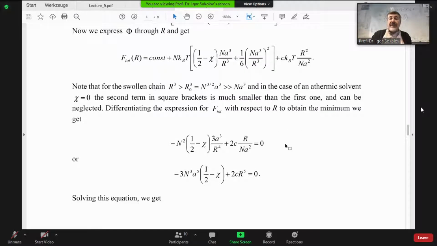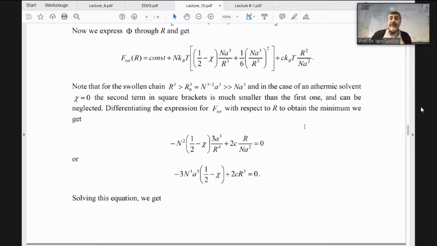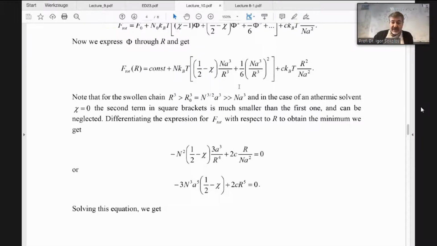Now let's have a look what happens. Now let me minimize this term. First, I can neglect this, because if the chain is swollen, it is large. And this one is much smaller than this one. It's 1 divided by r to the power of 3, versus r to the power of 6. So I take only this term, and this has to compensate. Now I have to get the minimum, and this I forget at the beginning.